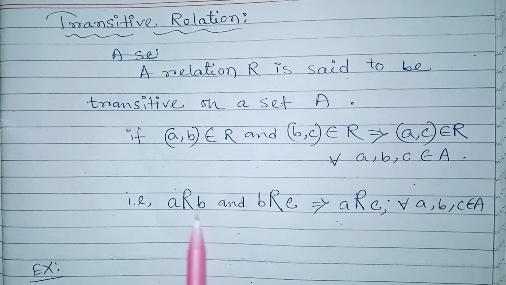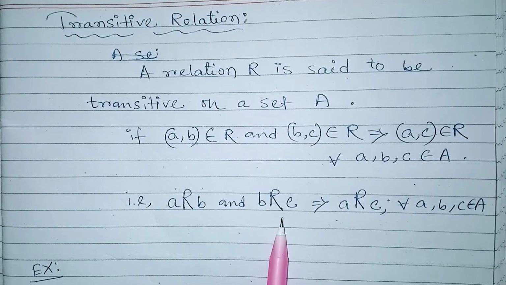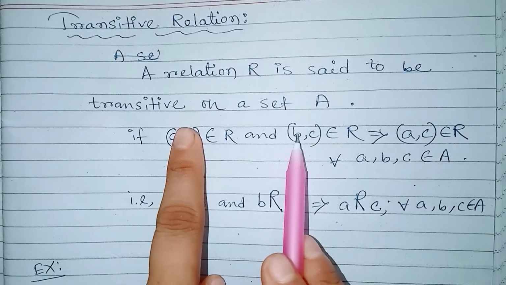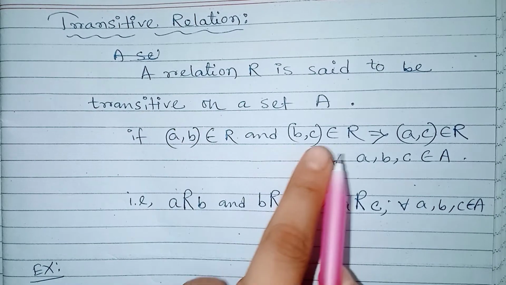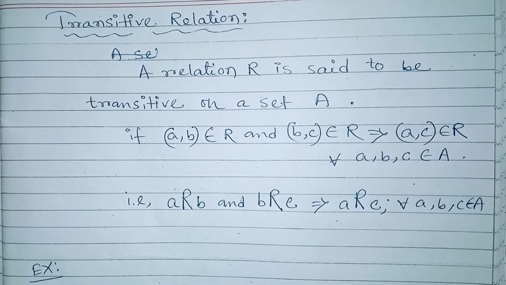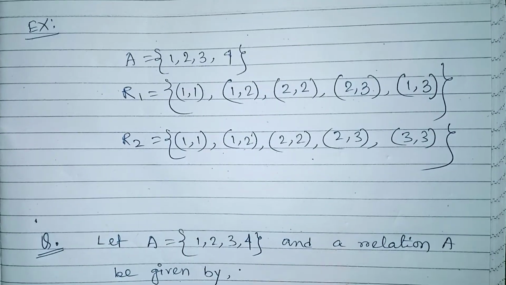That is, if a related to b and b related to c, then it implies a related to c. Just b and b are cancelled out, then (a, c) belongs to R. Then we can say R is transitive. So the example is here.